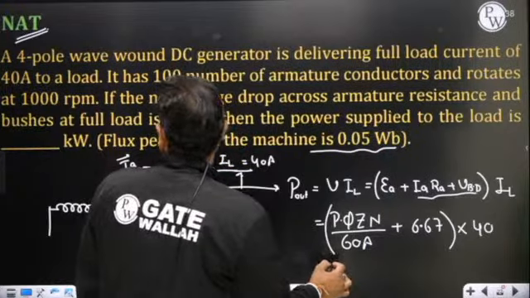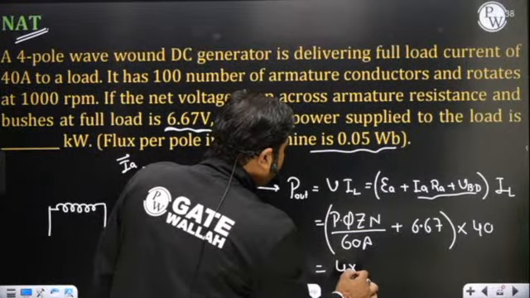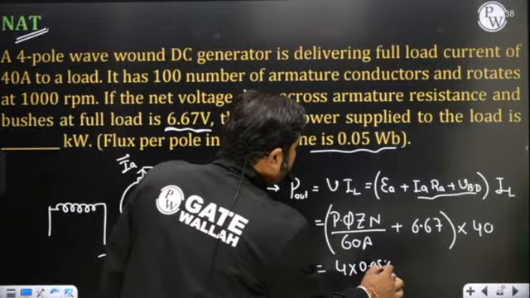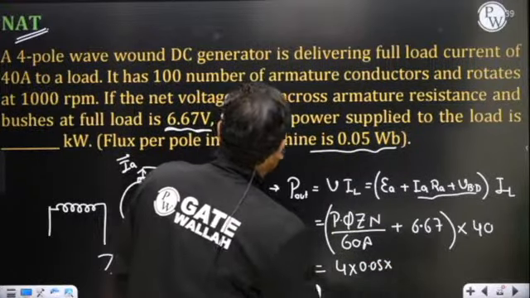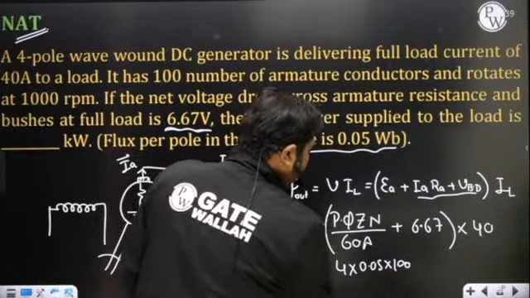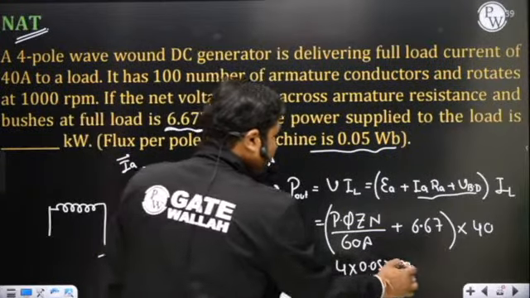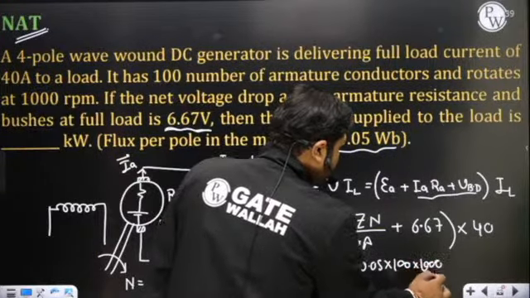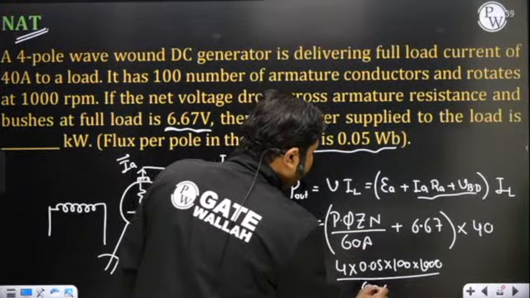So how many number of poles? This is a 4-pole machine. Flux per pole is 0.05. Total number of conductors are given as 100 armature conductors. So P phi Z, what is N? 1000 sir, divided by 60. How many number of parallel paths?